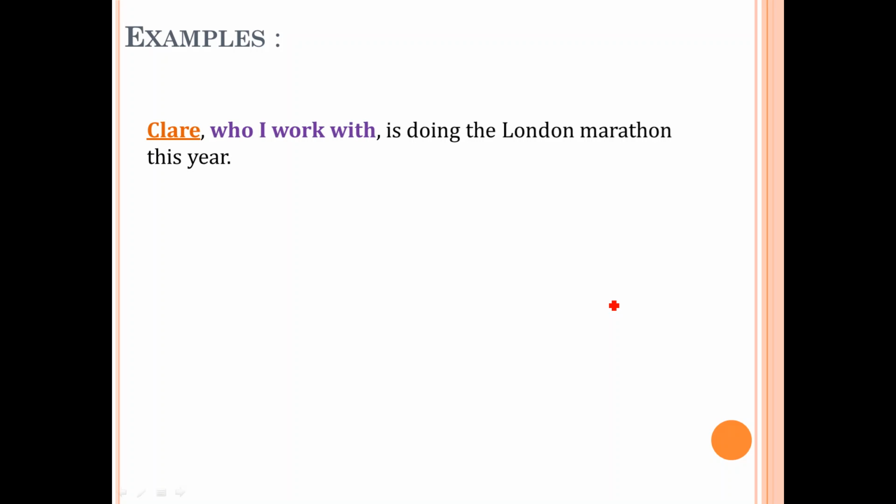Claire, who I work with, is doing the London Marathon this year. So in this kind of sentence I'm talking about a person. نتكلم عن شخص تدعى كلير. Okay, بحكي إنه كلير اللي بتشتغل معي أو زميلتي في العمل سوف تقوم بالمشاركة بالماراثون في لندن هاي السنة. Okay, now the one in purple الجملة في هذا اللون البنفسجي. Okay, it is the relative clause. هي جملة الاسم الموصول أو الجملة الموصولة.